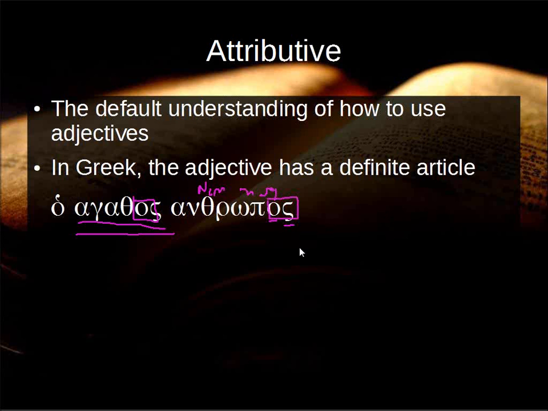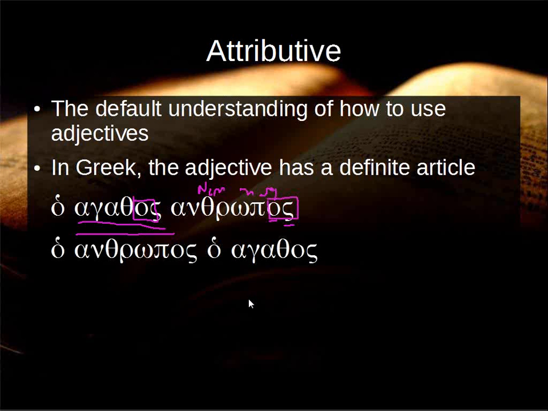The second example of the attributive use of it is this. Sometimes the noun that it's modifying will also have its definite article. Okay, so I'll read this: ha anthropos, ha agathos. Okay, so when you see this form of adjective noun relationship, this lets you know that this is used as an attributive. And by the way, if I didn't mention it, I'll mention it this time, agathos is our word for good.